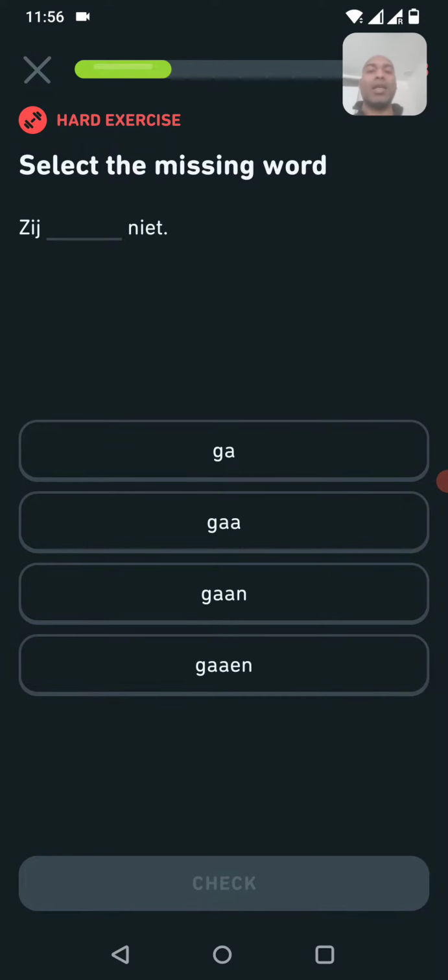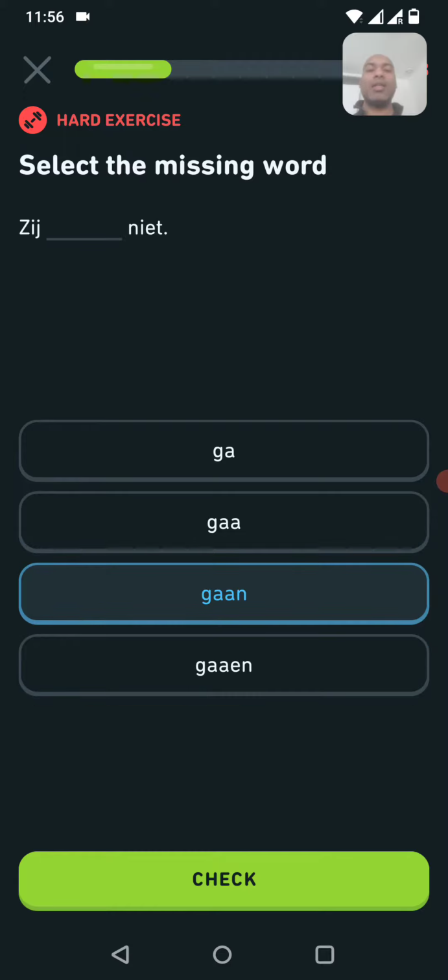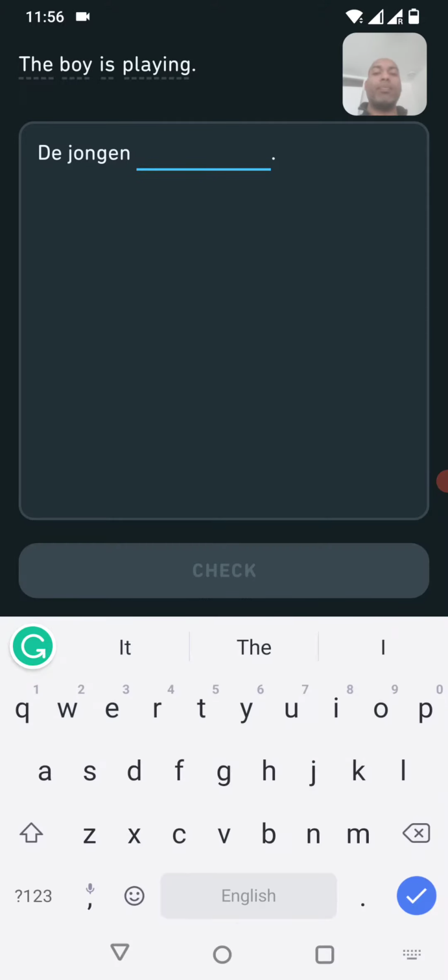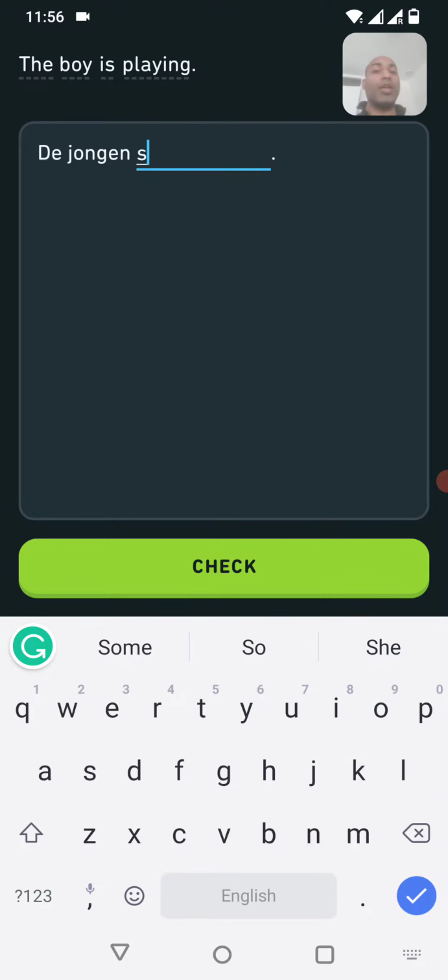They can eat. They do not go. The jongen means the boy. The jongen is singular. The boy is playing, so the jongen speelt.